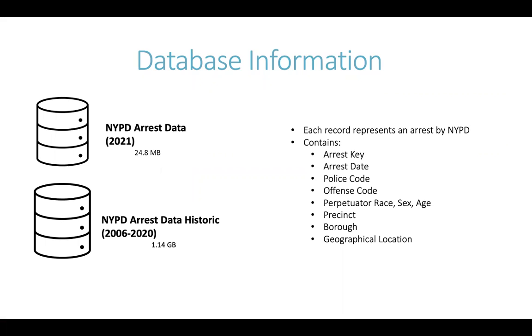The databases were composed of different records, each of which represents an arrest by the New York Police Department. It contains a unique arrest key, the arrest date, the police code, the offense code, as well as some demographic information with regards to the race, sex, and age of the perpetrator. It also contains the location where the arrest happened, the exact geographical coordinates, as well as the precinct and the borough.